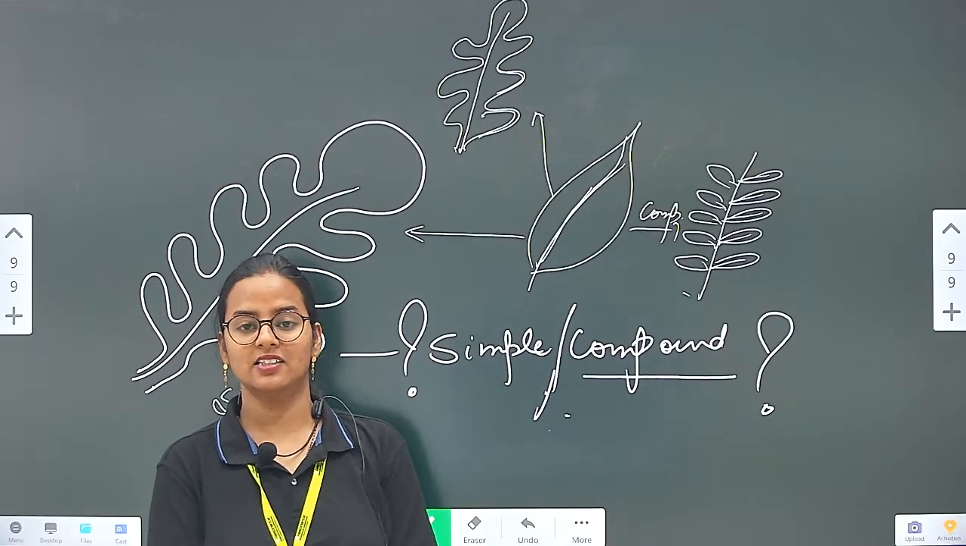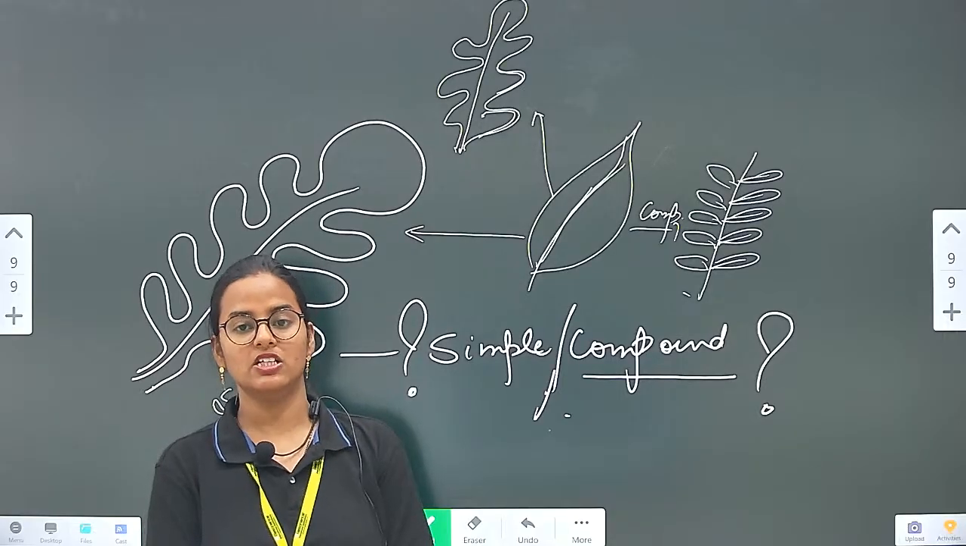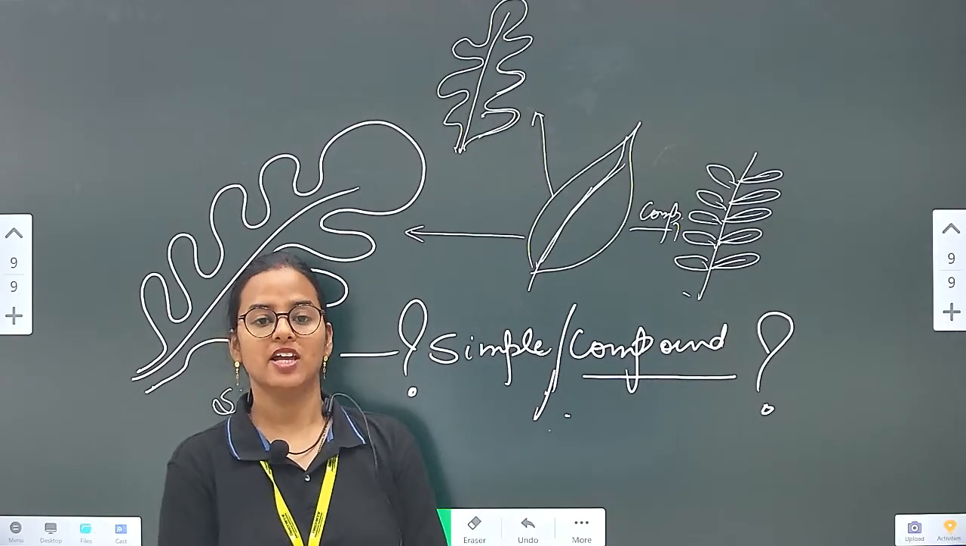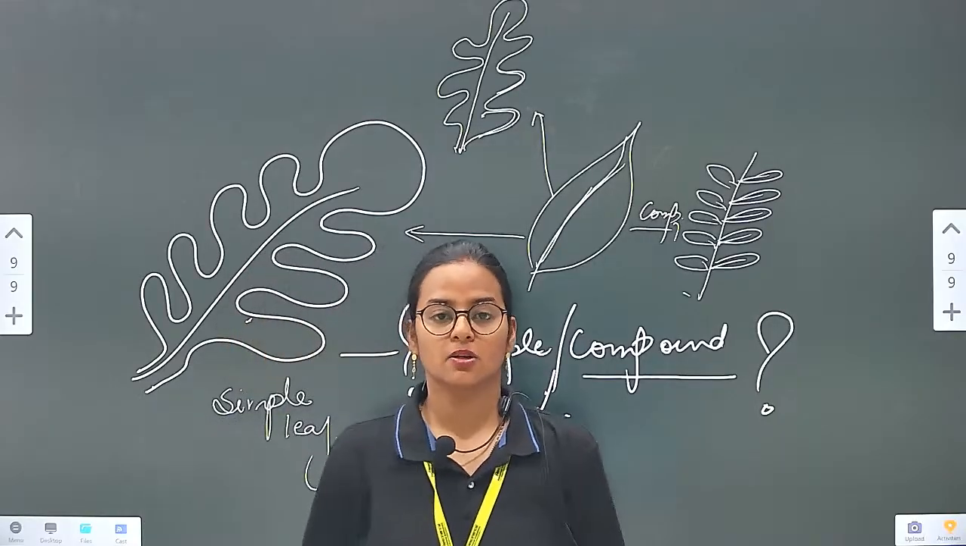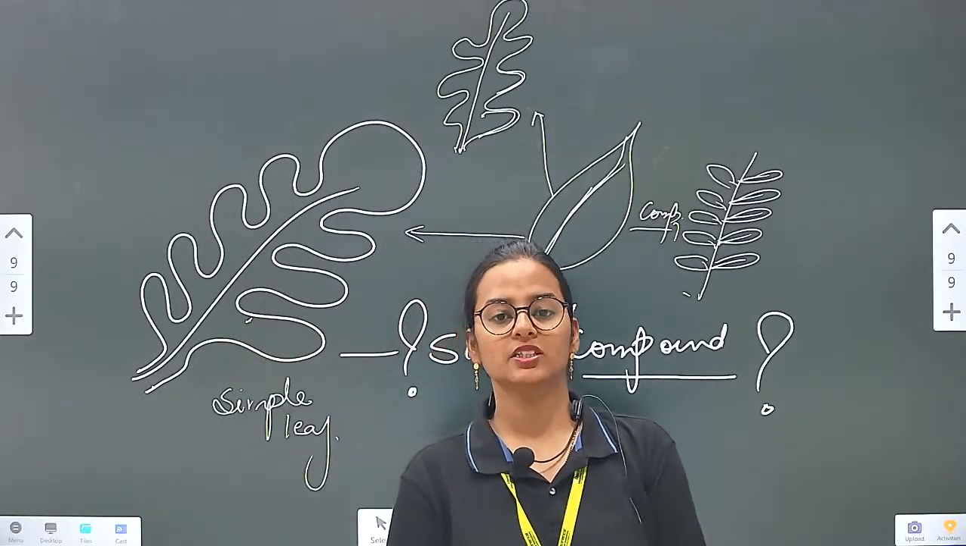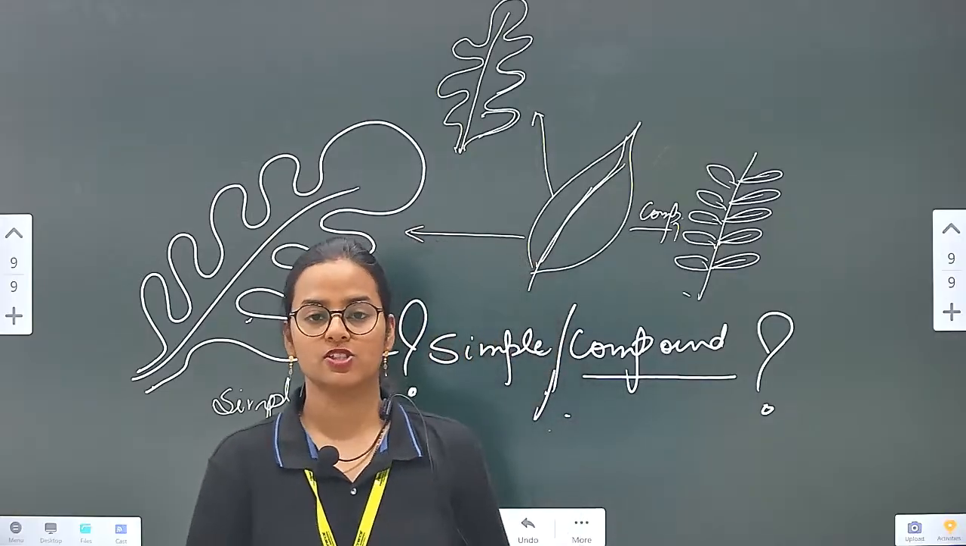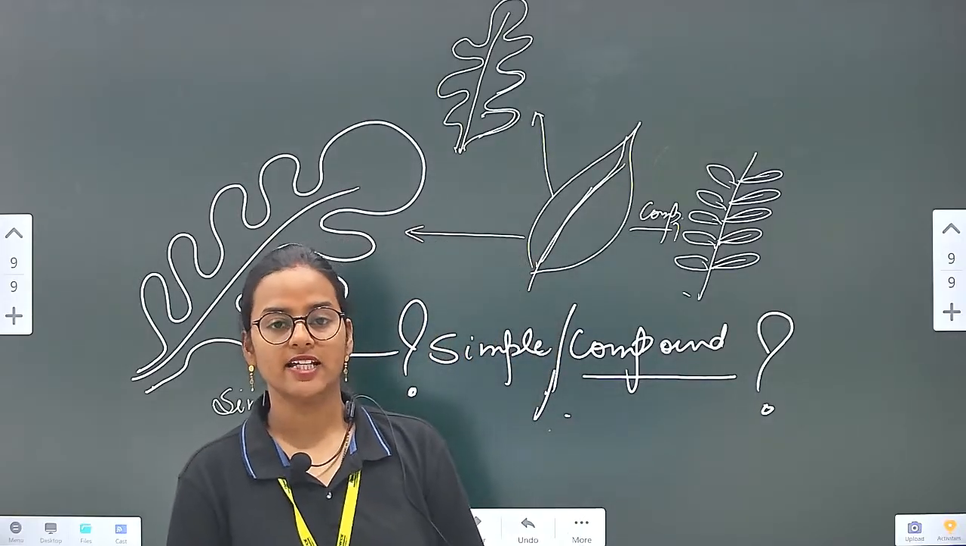Is that clear? So that's all about your leaf part, and with this we have finished our lecture on the leaf and its modifications along with the stem and root, and we are done with the chapter of morphology in flowering plants. Alright, thank you.